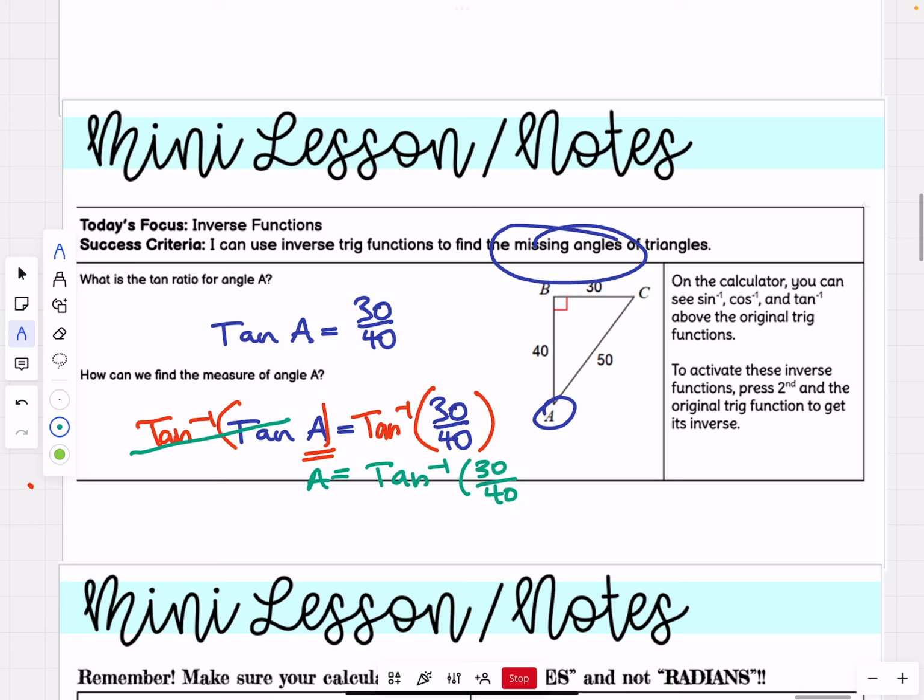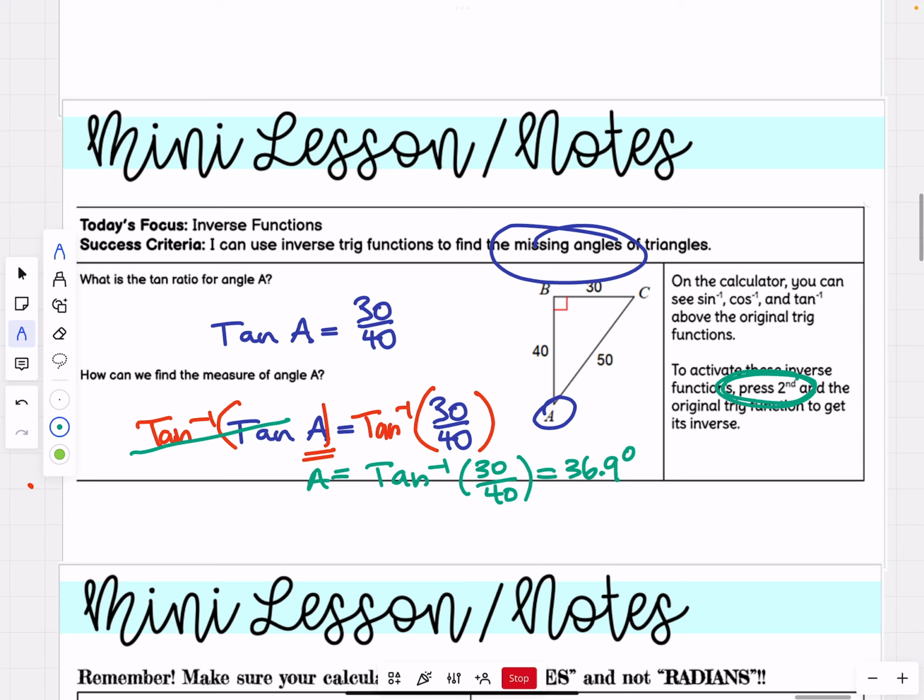And at that point in time, you're going to grab that handy dandy calculator and you're going to nicely ask it, what is the tangent inverse of 30 over 40? And to do that, you will use that blue button, second function, and the tan function. So second tan, which will give you tan inverse, and then 30 over 40. And you should end up with, I think, like 36.9 degrees.